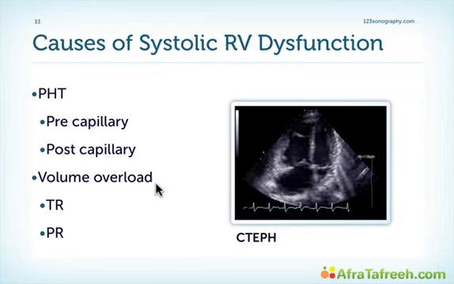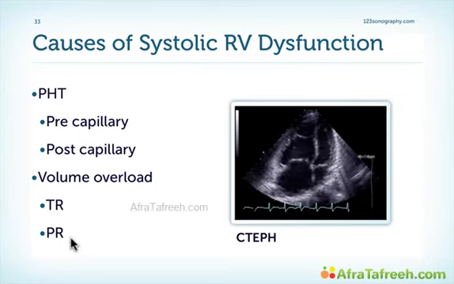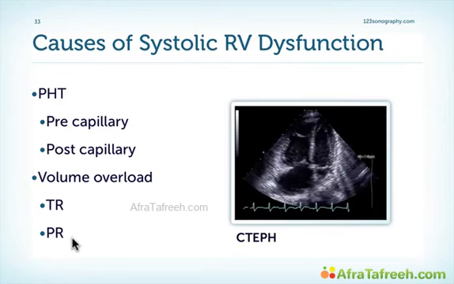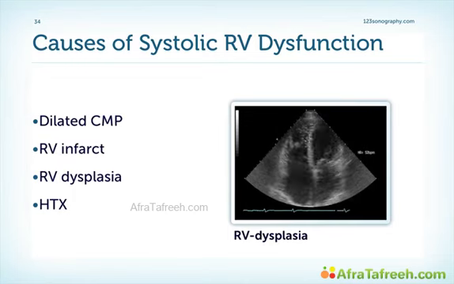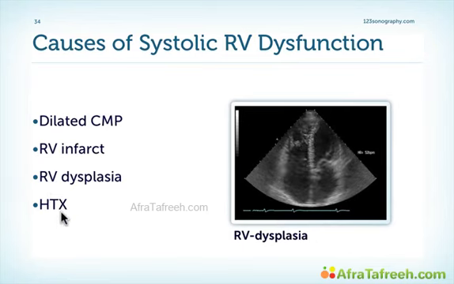Patients who have volume overload, in the end stage of volume overload, as in tricuspid regurgitation or pulmonary regurgitation. Dilated cardiomyopathy, we saw an example previously. Right ventricular infarct, right ventricular dysplasia, as in this case, very often you would see regional wall motion abnormalities and aneurysms in these patients. And also in patients following heart transplantation, often this is an early sign of rejection.